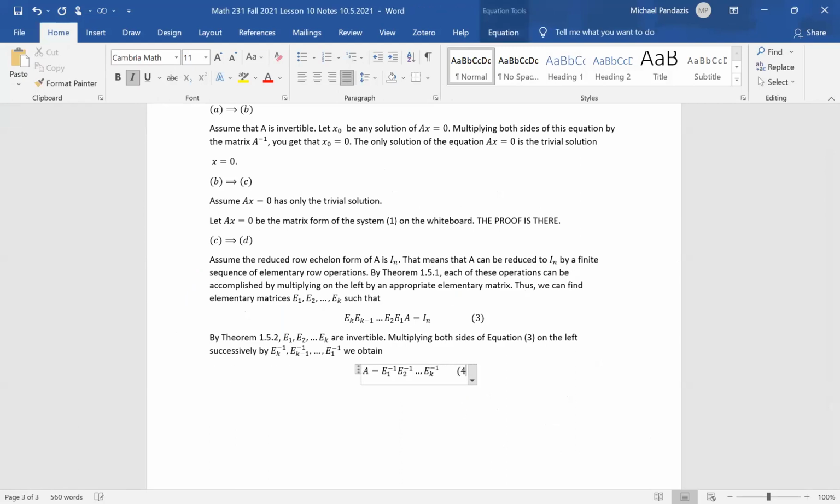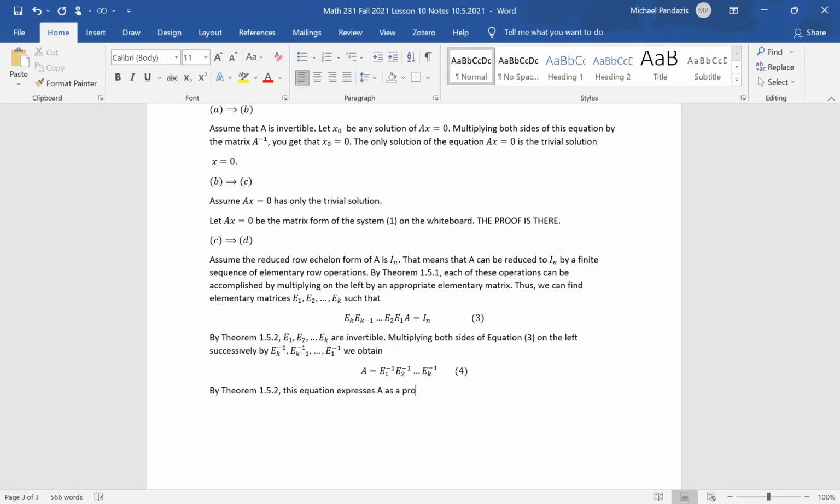I'll denote this by equation 4. Okay. By theorem 1.5.2, this equation expresses capital A as a product of elementary matrices. That is because it says that the inverse of every elementary matrix is also an elementary matrix.